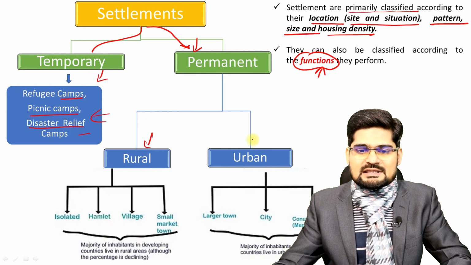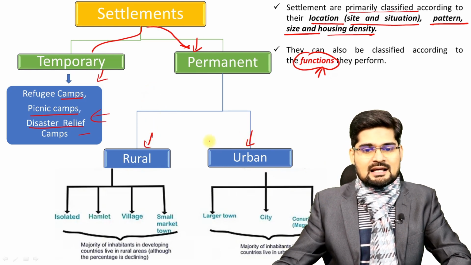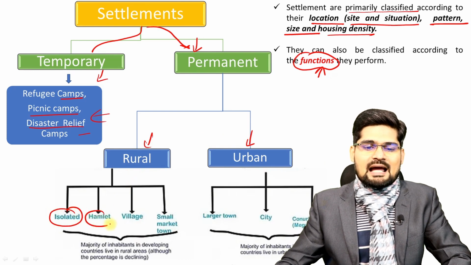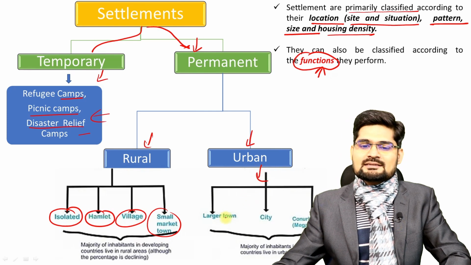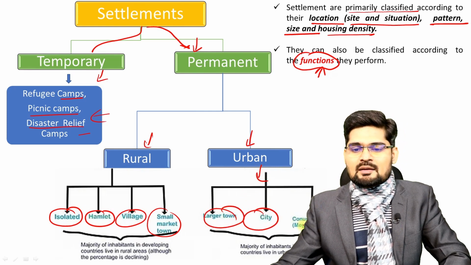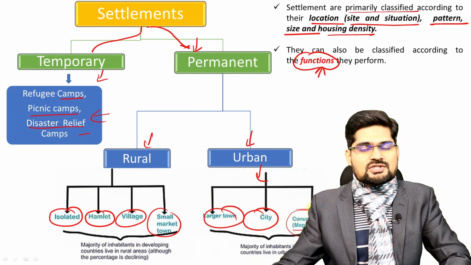So rural settlements and urban settlements are the major classes. Under rural, you can see isolated hamlets, villages, small market towns, right? But what about urban centers? These are larger towns, cities, megalopolis, which we say conurbations, right?